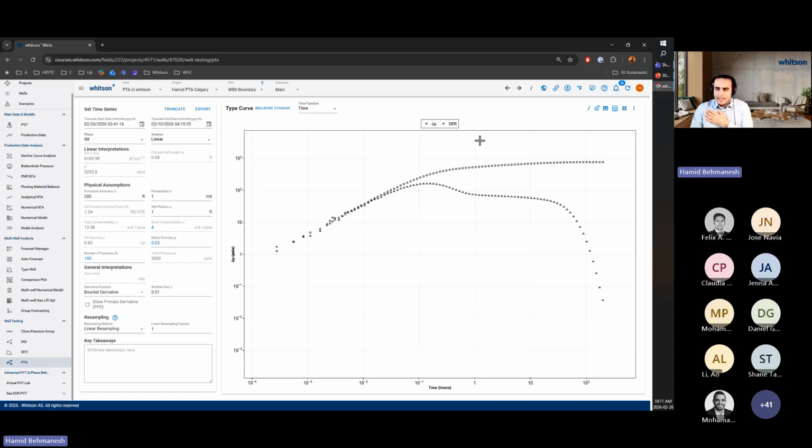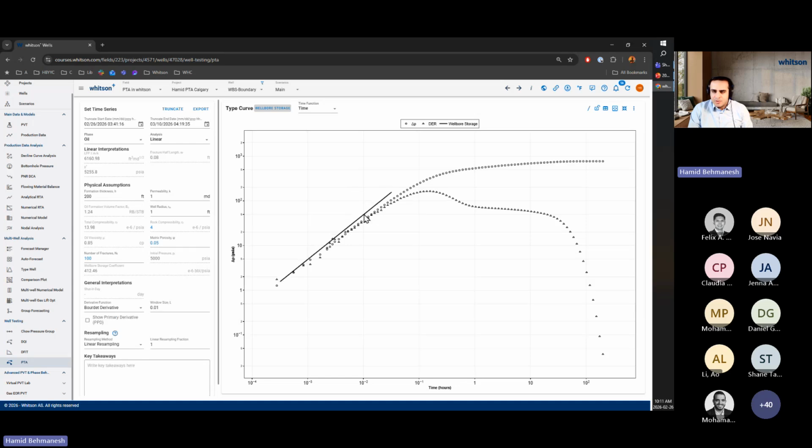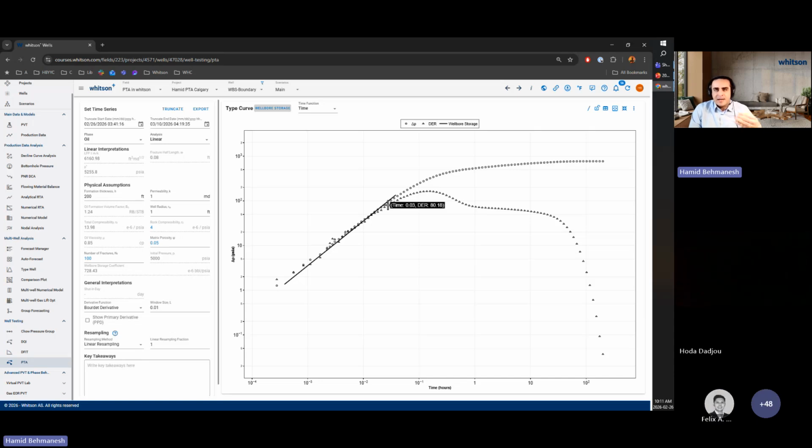I'm going to expand it like this, and the early time data, as you see, is identified by wellbore storage. So I'm going to select the wellbore storage line and leave it over my data, and I can see the departure is taking place over here. So I advance in time 1.5 log cycles. That's what people recommended based on practice.